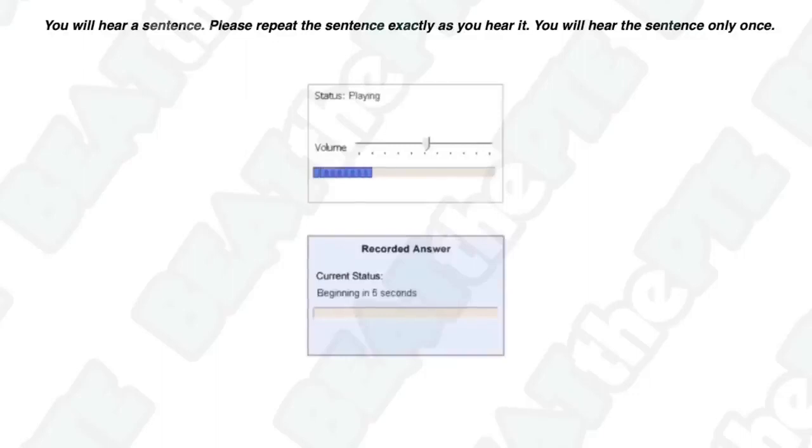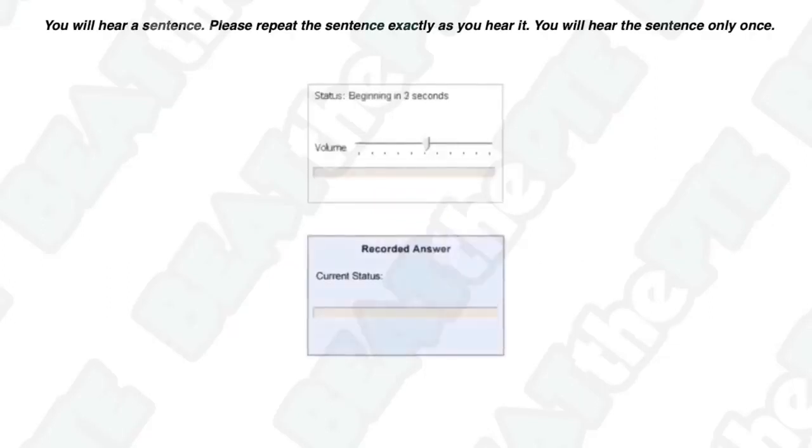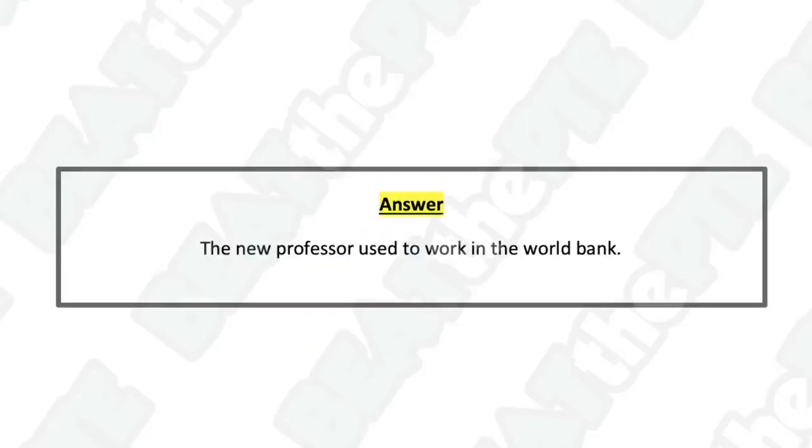Organic food is grown without applying chemicals and possesses no artificial additives. The new professor used to work in the World Bank.